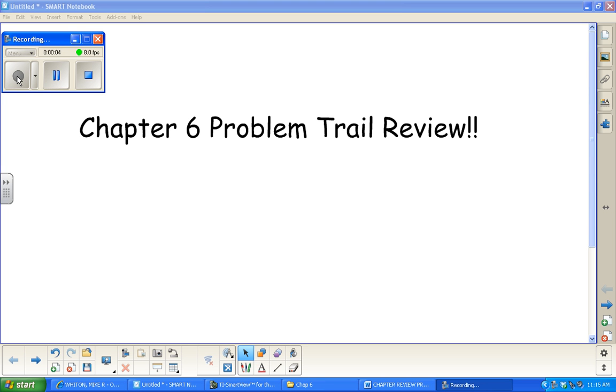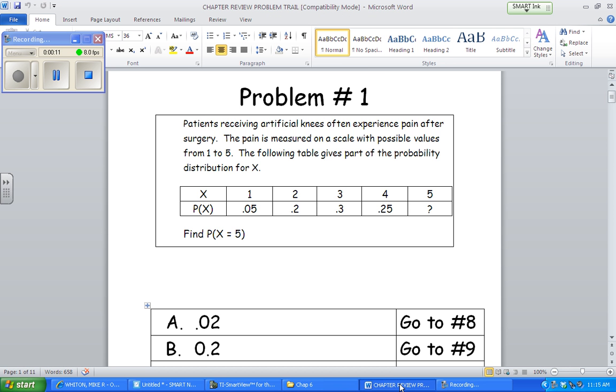Okay, this will be the Chapter 6 problem child review problems. So let's get right into it here. Number one, they kind of give you a table. A discrete distribution, values could be 1, 2, 3, 4, or 5. And we are trying to figure out what are the chances that the value is 5.